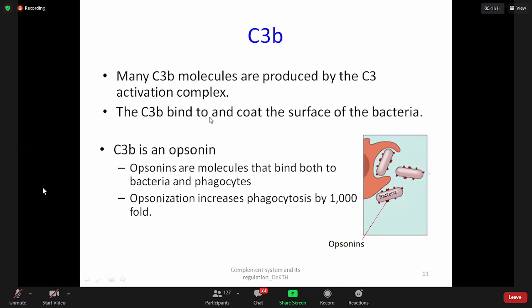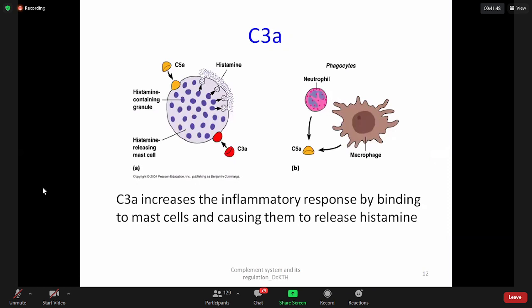So the C3B will bind to and coat the surface of bacteria, but also can be a fungi or a virus. So in binding to this, it is acting as an opsonin. And this increases the capacity of a phagocyte by over 1,000 times. So if you have an opsonized bacteria, the chances of it being phagocytosed are going to be greatly increased. That's what it means. Okay?